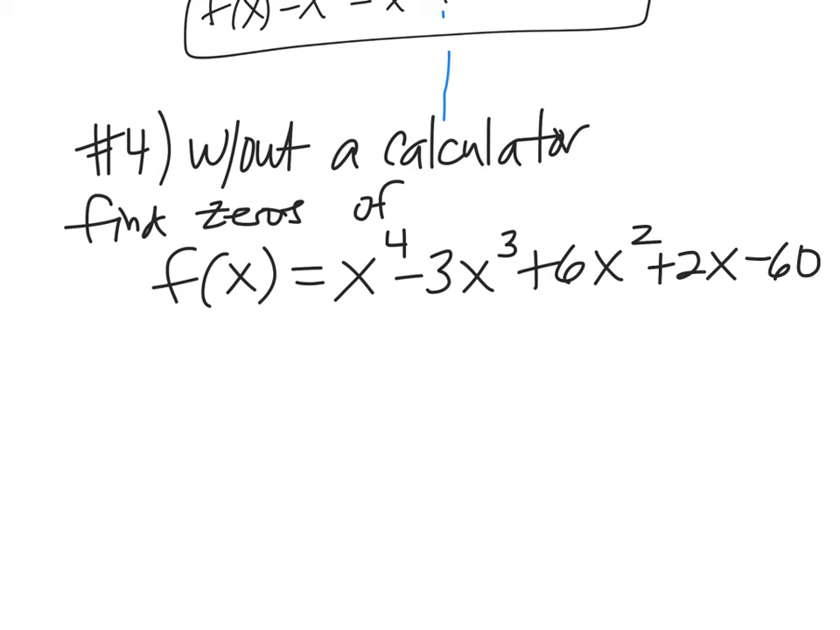And why we're finding the zeros? Well, because you are given that 1 plus 3i is a 0.